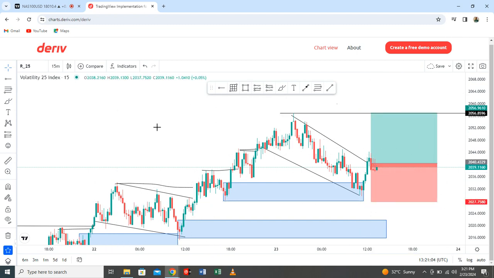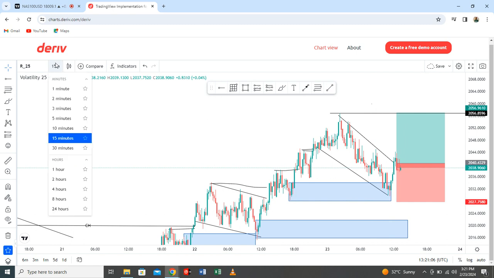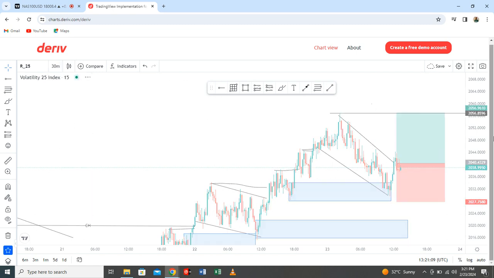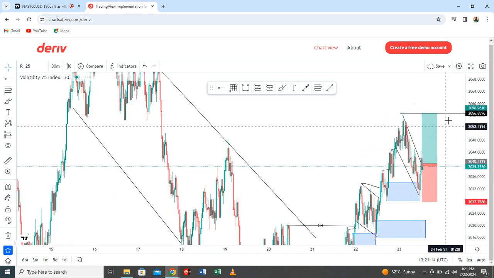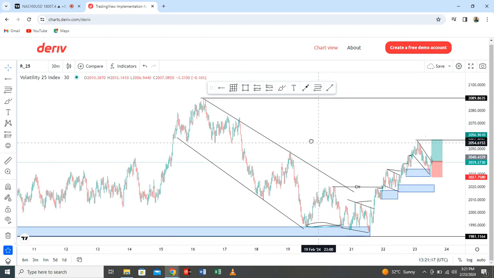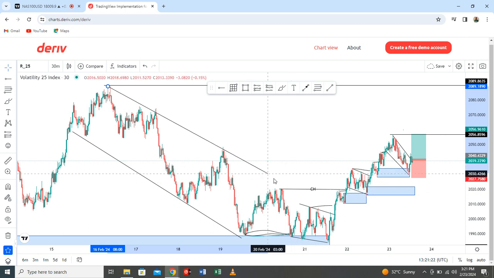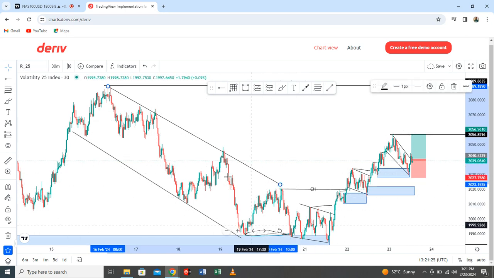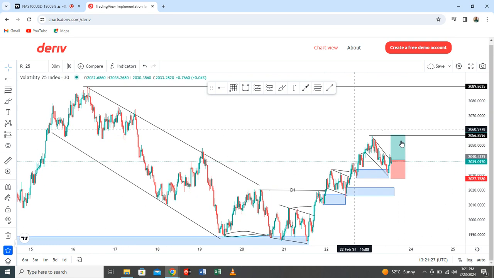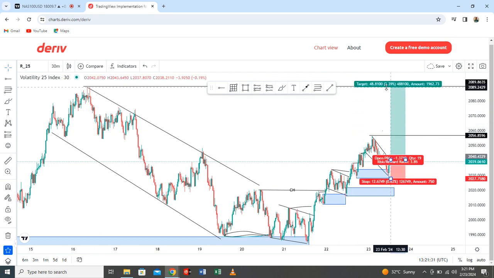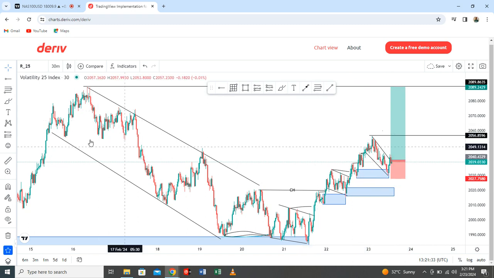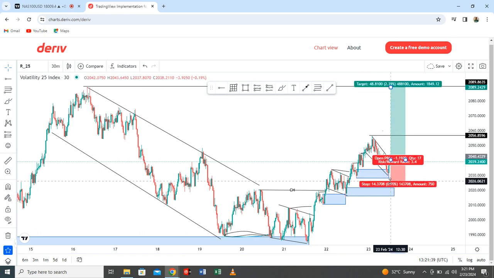So I have to go back to my 30 minutes time frame. The reason why I'm going back to my 30 minutes time frame, guys, is to show you this market structure. Basically, this one here, meaning this Falcon pattern here. So how am I going to take this one? I'll be targeting the 90% of this bigger Falcon pattern rather than this one here. So my stop loss is going to be below this order block here.